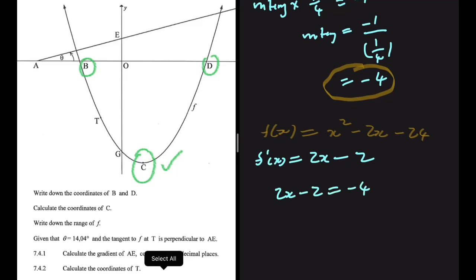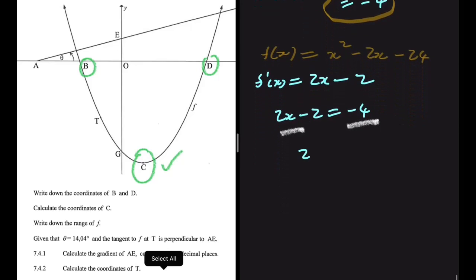What are we trying to do here? We're trying to find the value of x for which the gradient is minus 4. And we know that the gradient is minus 4 at T. That's why we are doing this. So we're going to have 2x being equal to minus 2 plus 2. That will be minus 2. So x is equal to minus 1.